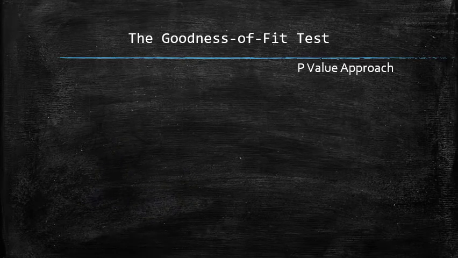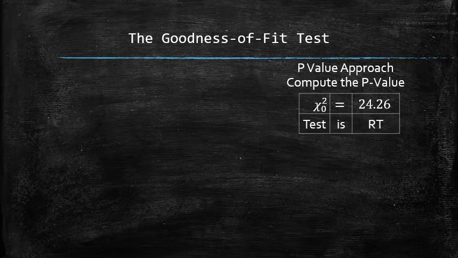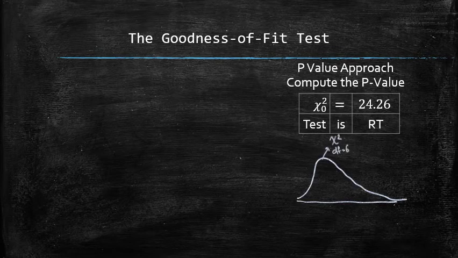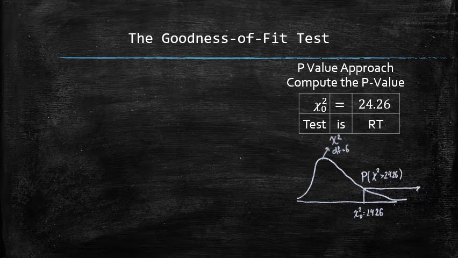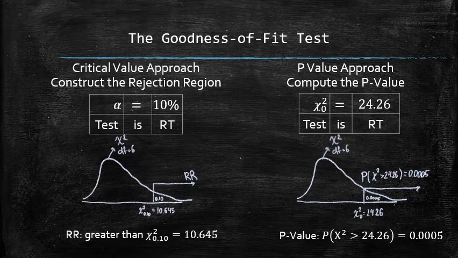In p-value approach, we compute the p-value. In this approach, we need to know the test statistic and the type of the test. We find the p-value using the chi-square probability density curve with 6 degrees of freedom, according to the type of the test. So in a right-tailed test, the p-value is the area to the right of the test statistic. Symbolically, it can be expressed as the probability of chi-square being greater than 24.26, which is equal to 0.0005, which is effectively 0. Next, we're going to decide whether to reject or not reject the null hypothesis.